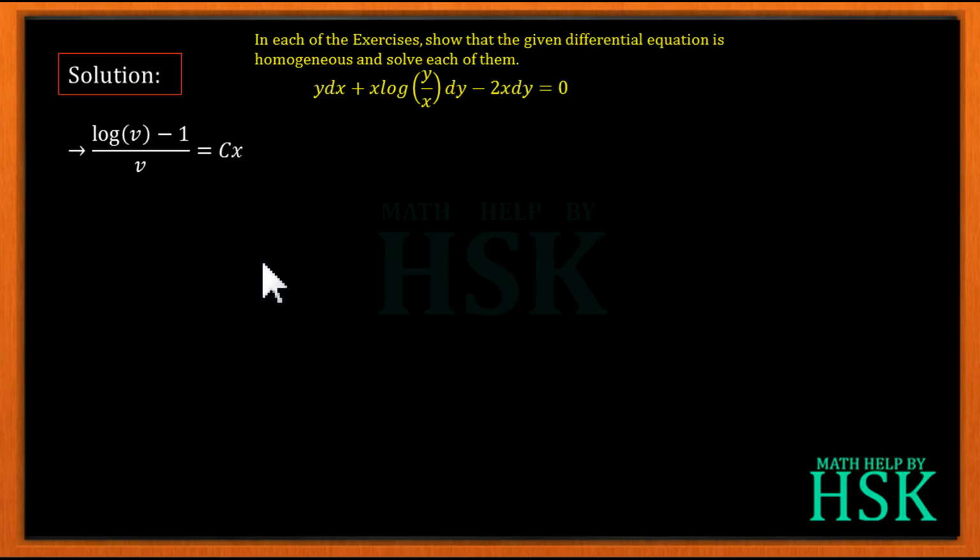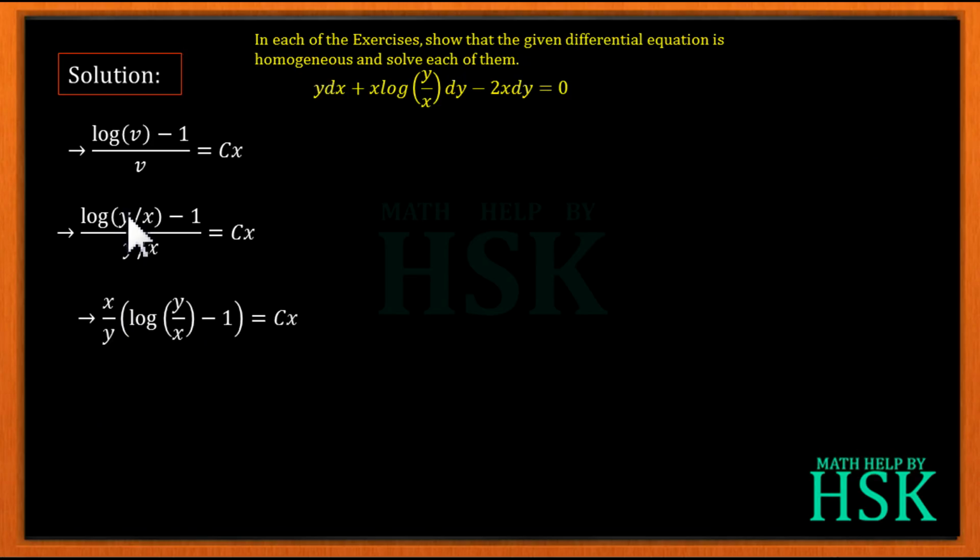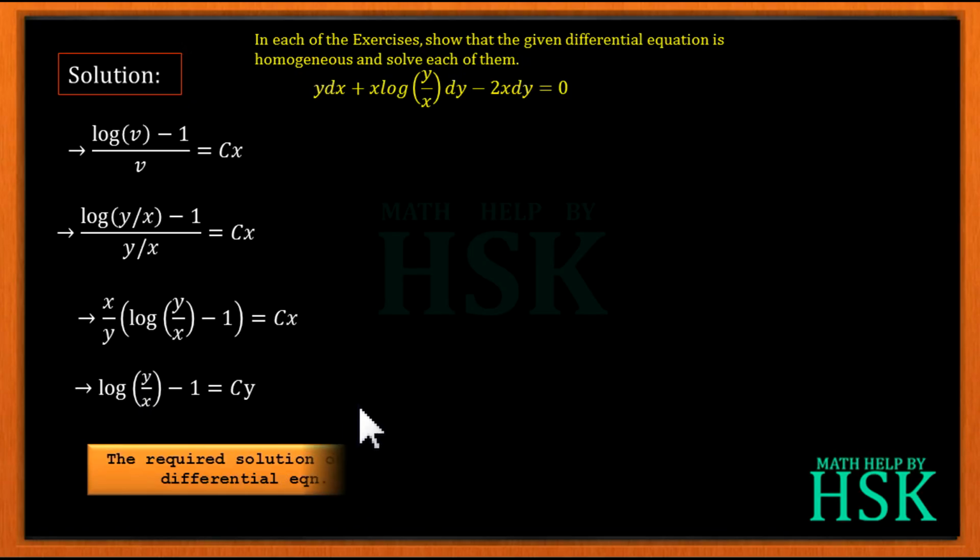Further, on placing v as equal to y upon x, I get log of (y upon x minus 1) upon y upon x, or x upon y. This y upon x is written as x upon y, times log of (y upon x minus 1), is equal to cx. This x and x cancel out, so I get log of (y upon x minus 1) is equal to cy, which is the required solution of the differential equation.